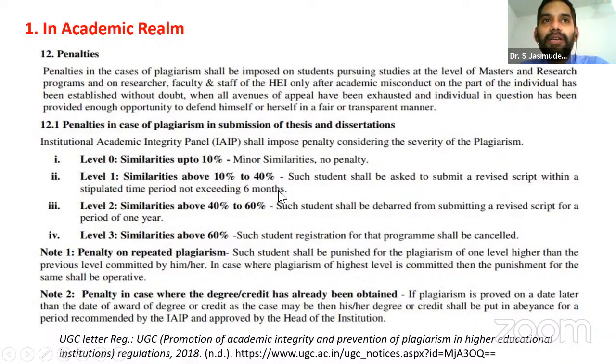That's the remedial measure. If the submitted manuscript contains more than 10% and up to 40% similarity, the submitter should be asked to submit a revised script within a stipulated time not exceeding 6 months. This is the penal measure envisaged by the UGC. If it is between 40% and 60%, that student shall be debarred from submitting a revised script for a period of 1 year.